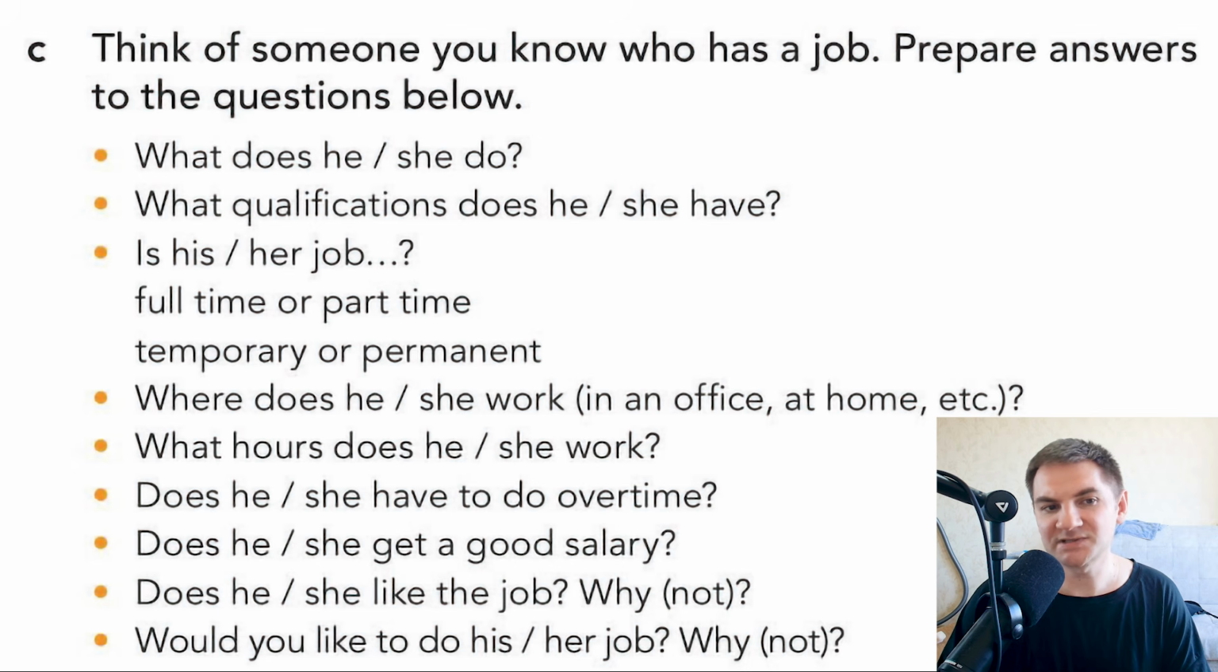Next is, what hours does he work? He has a typical 9-to-5 schedule, but it's not always that simple, as you will see next. Because, does he have to do overtime? Yes, sometimes. When there are urgent tasks or big deadlines, he works extra hours, occasionally even at weekends. Does he get a good salary? Yes, he earns a very high salary. That's one of the good things about working in IT.